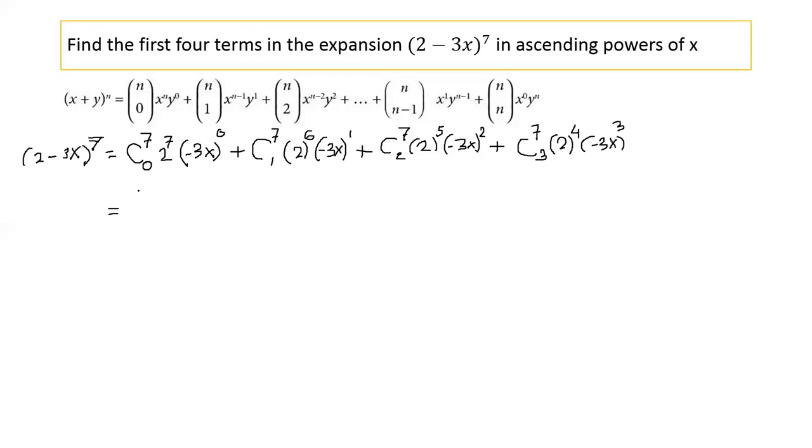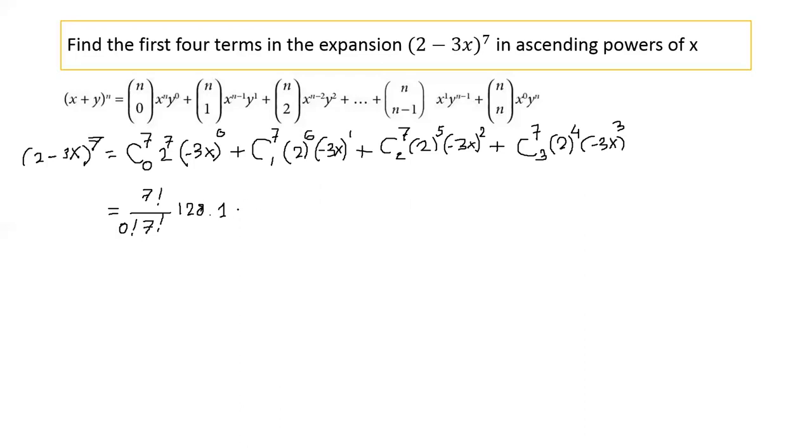Combination 7 and 0 becomes 7 factorial over 0 factorial times 7 minus 0 equals 7 factorial, times 2 to the power 7. You have to find 2 to the power 7, how much? 128. 128 times 1, of course, because negative 3x to the power 0 equals 1.